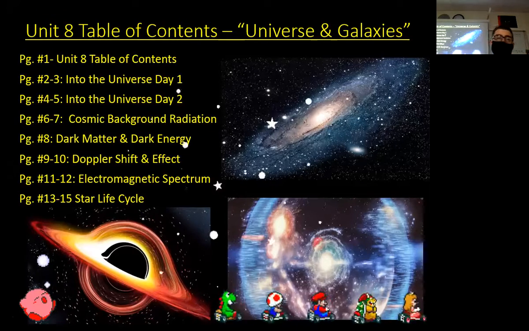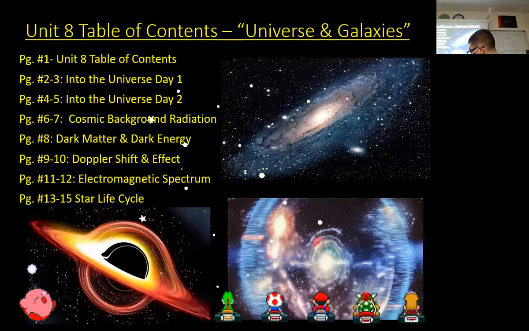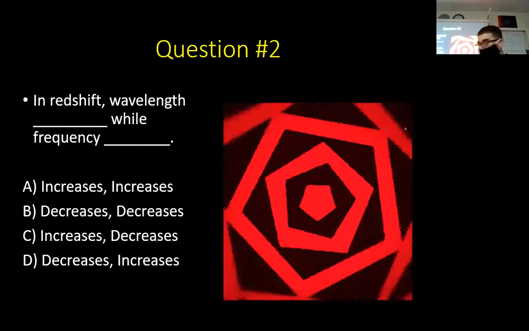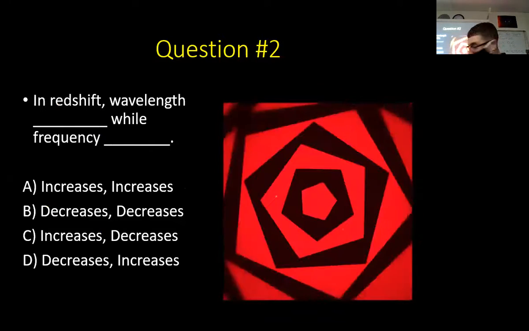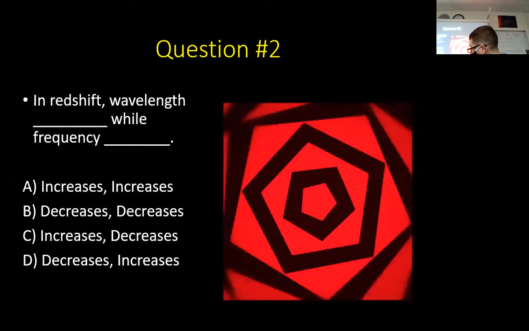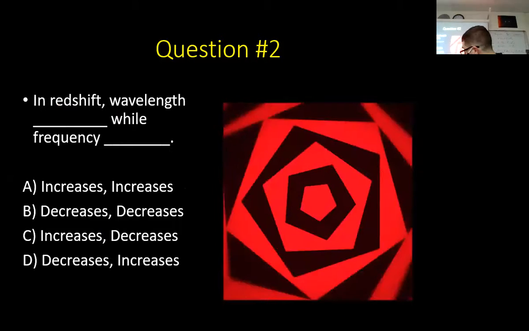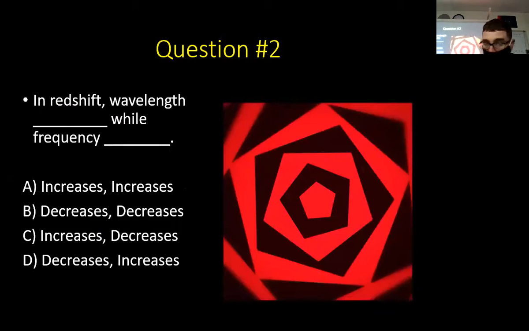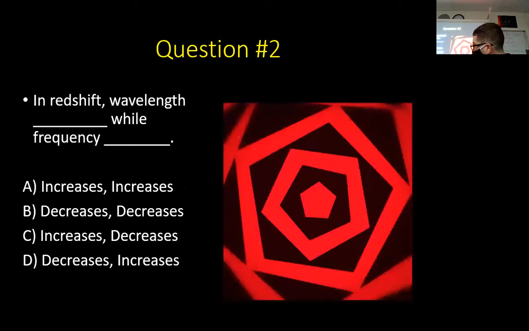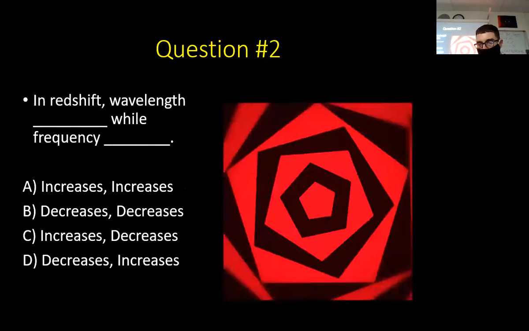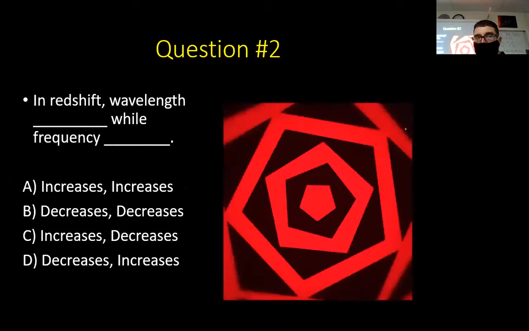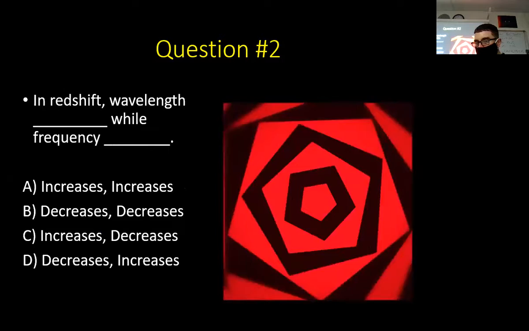Okay. Wait till our in-person students look like they're ready. Then let's go ahead and move on to our first question of the day. Maybe the only card question we see today, all about redshift. So in redshift, wavelength blank while frequency blank. Does wavelength increase? Okay, here we go. A, increases, B, decreases, C, increases, or D, increases. So what changes in redshift with the wavelength and the frequency? If you look at the color red, you can think about it from that point of view.